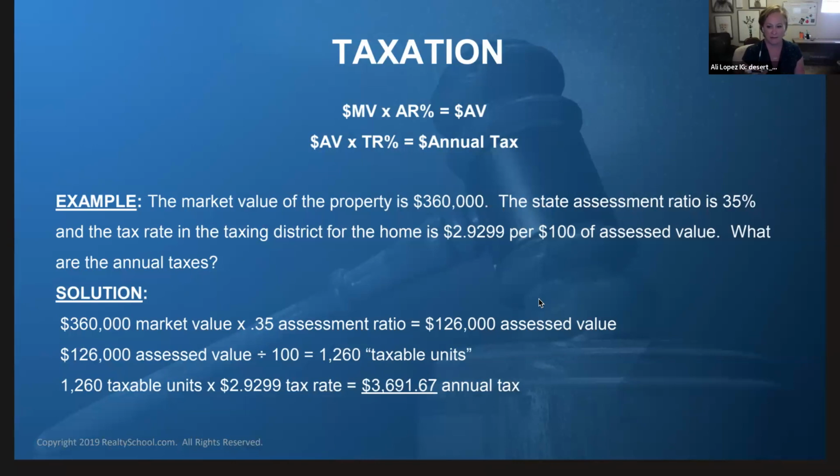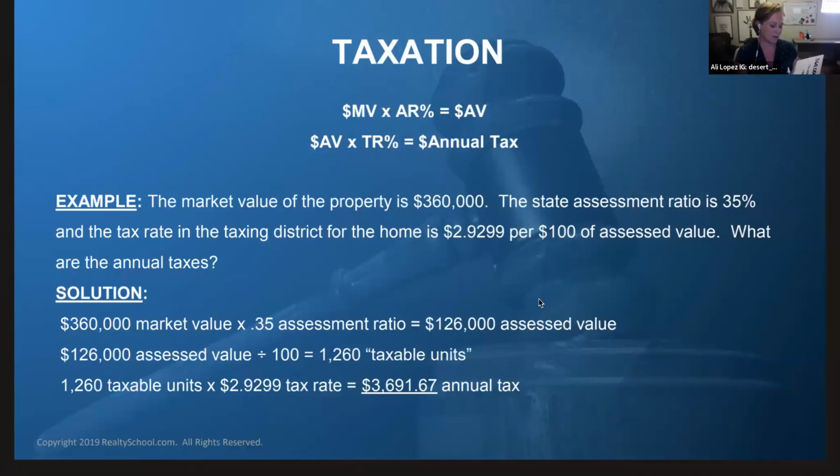Now, how many units of 100, we just talked about this a second ago, how many units of 100 are in that $126,000? We found 1,260 units. Okay, the key factor is finding out how many units. In this example, it's $2.92 per $100 of assessed value. Some of the questions that you're going to get might be per $1,000 of assessed value. You might even see something that says there are 15 mills. Okay, if it says 15 mills, it means divide your assessed value by 1,000 and multiply it by 15. That's for the math chapter.